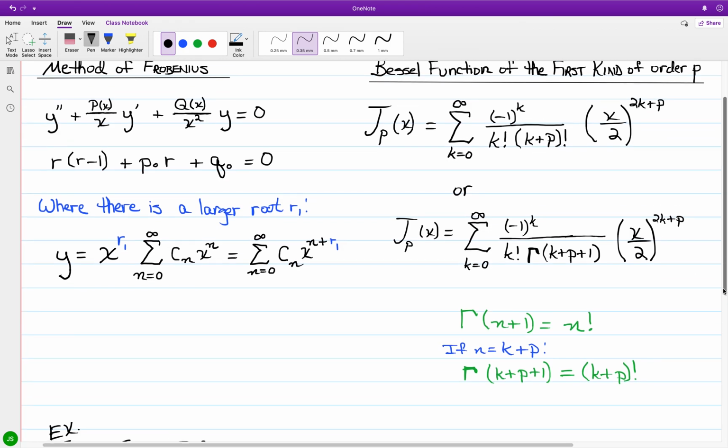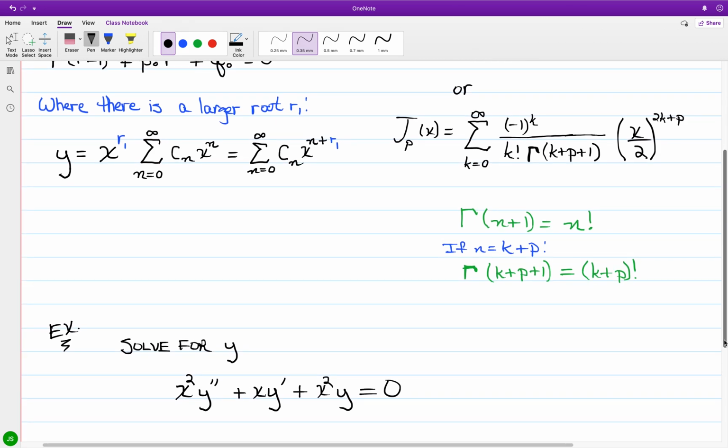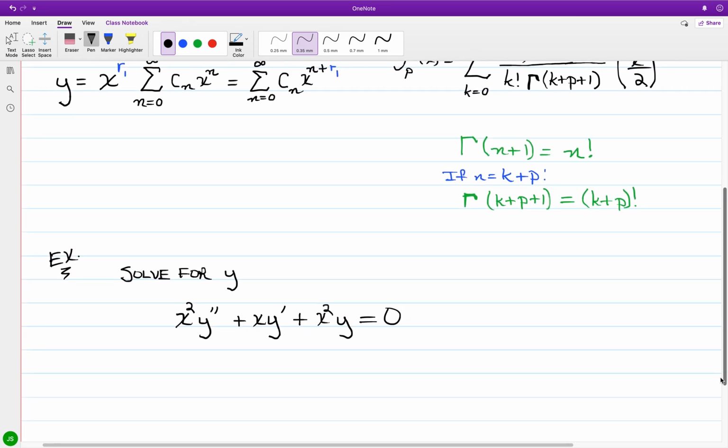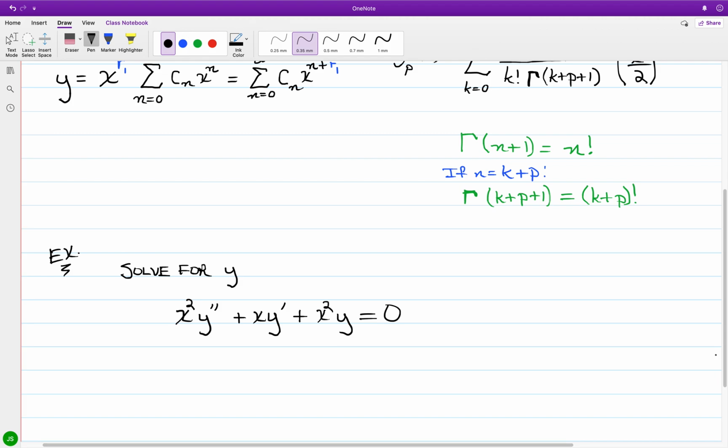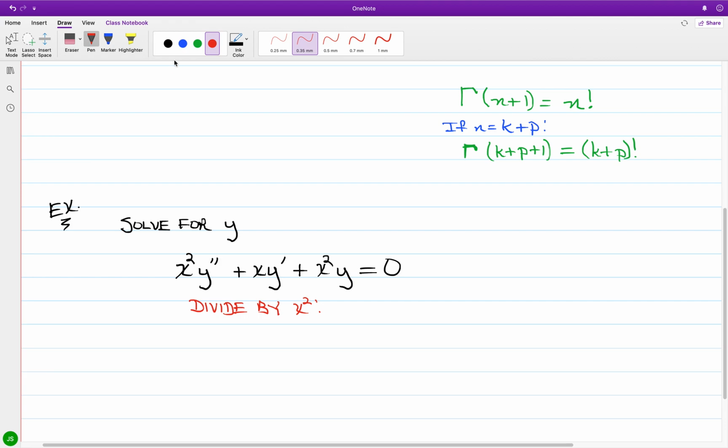Now, for what we have in the case of solving for y, we're going to have the method of Frobenius as well as the development of the Bessel function. And we have x squared y double prime plus x y prime plus x squared y is equal to 0. And let's say if we divide this equation by x squared, in the rewrite we'll have y double prime, and in the development, now we're going to have x over x squared.